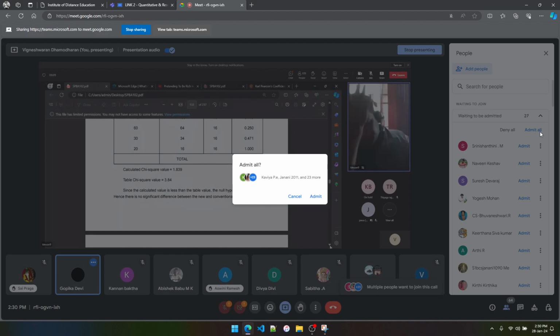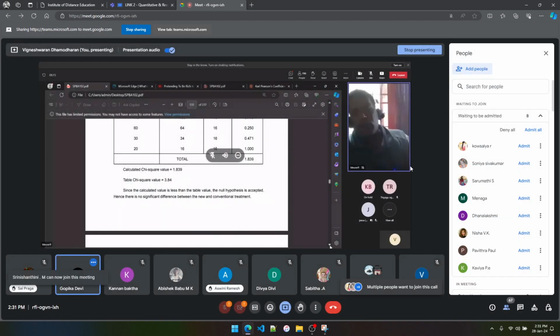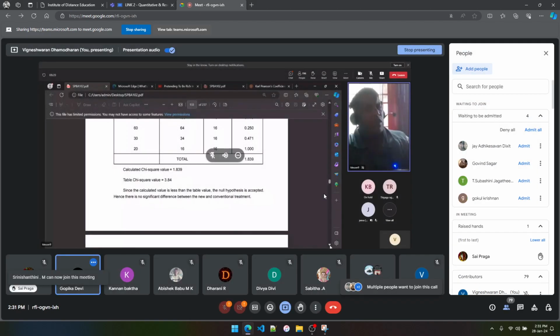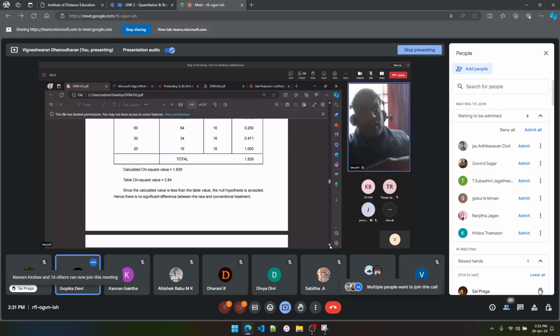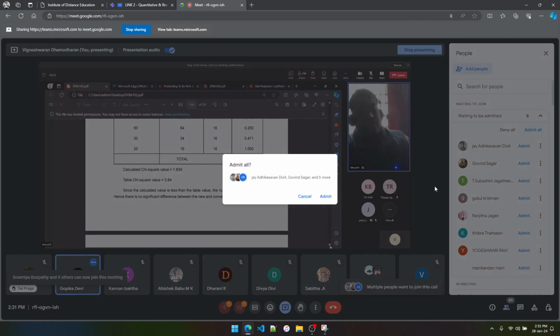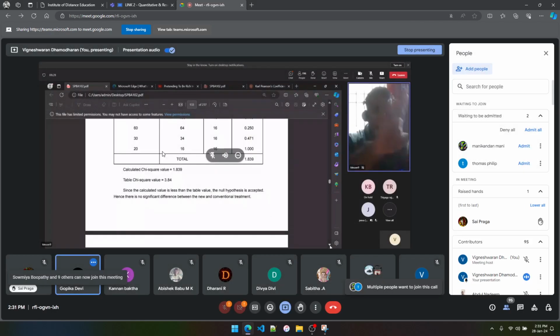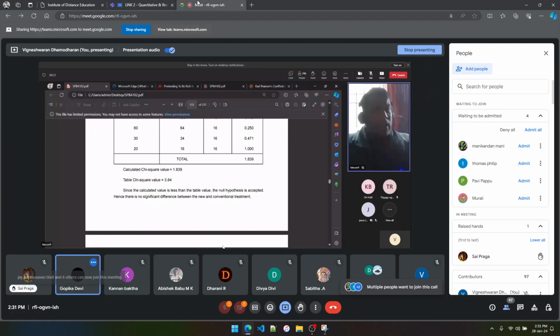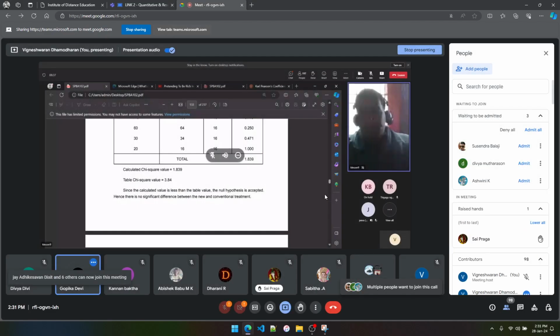Now, the calculated value, it is well known to all of you, is 1.839. Now, I am referring to the table value. Do you know how to refer to the table value? Because there is a table value for the chi-square test. Now, wait and see. Let me take the table value of the chi-square test online itself. Wait for a while.